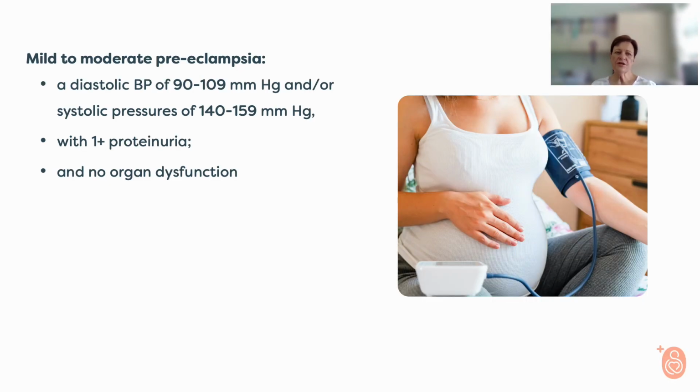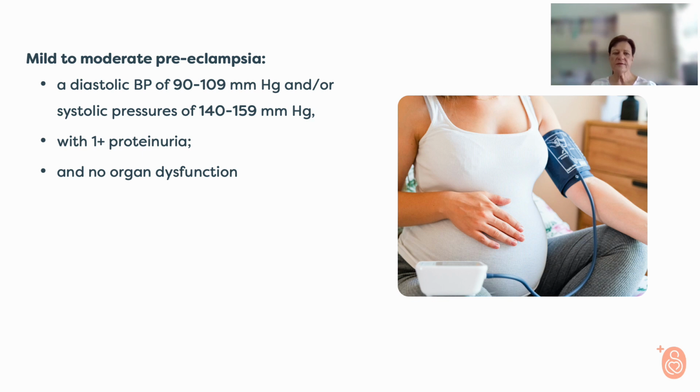Now, the definition of mild to moderate preeclampsia is if we have a diastolic blood pressure of 90 to 109 and a systolic pressure of 140 to 159. So a blood pressure of anything from 140 over 90 to 159 over 109. We've said that 160 over 110 is a serious preeclampsia. That together with 1 plus protein. And usually with mild to moderate preeclampsia, there's no organ dysfunction.